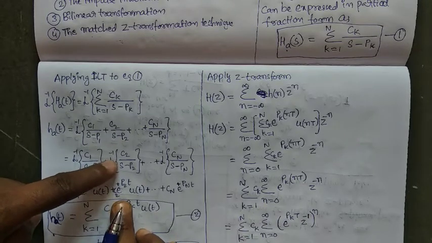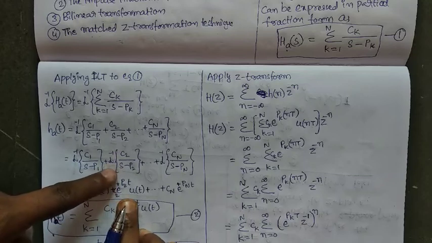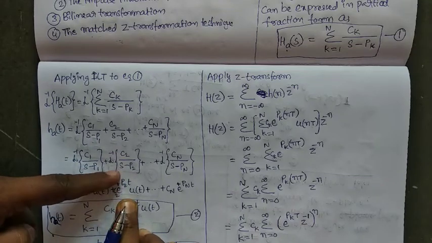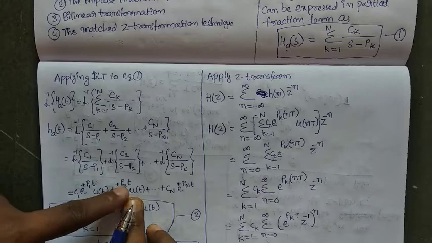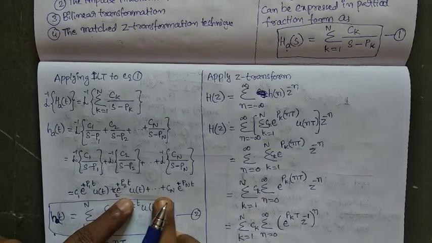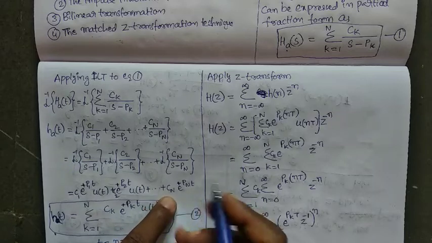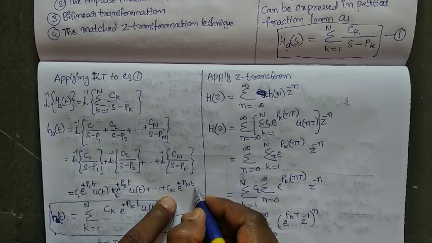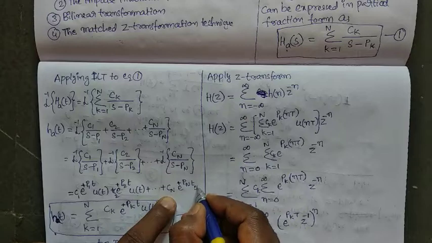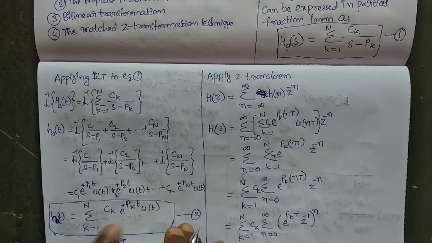Similarly, the inverse Laplace of c2, where c2 is the constant. I am taking out the inverse Laplace transform of 1 by s minus p2, which is e power p2 t u of t, plus so on. The inverse Laplace transform of this last one is what? Cn into e power pN t u of t.